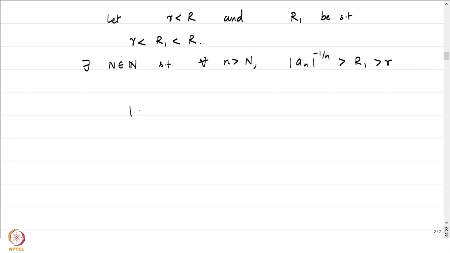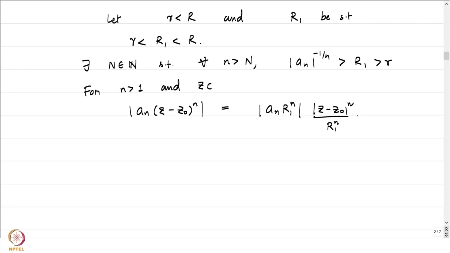So, if you now consider |a_n (z - z_0)^n|, this is equal to |a_n| r_1^n times (|z - z_0| by r_1)^n. But then we just know that for n greater than capital N and z in the disk D(z_0, r), which is what we are interested in, the absolute value of z minus z_0 is bounded by small r. So this is less than or equal to, this term is bounded by 1 and the other term is bounded by (r by r_1)^n.